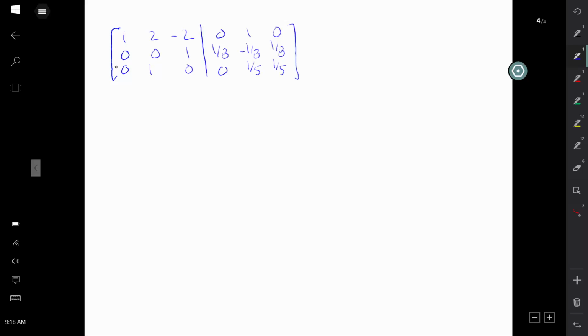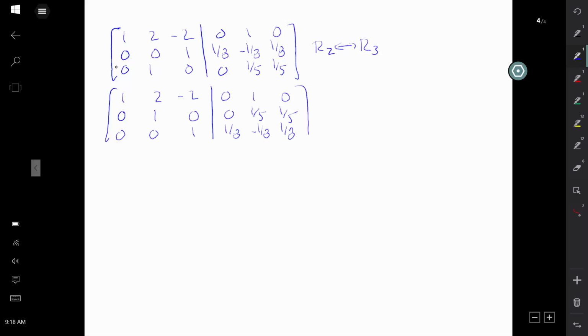Well, let's swap rows 2 and 3 just to get everything in the right spot. Okay, 1, 2, minus 2, 0, 1, 0, 0, 1 over 5, 1 over 5, 0, 0, 1, 1 over 8, minus 1 over 8, 1 over 8. All right, so we're in row echelon form now, but we don't stop here because we got to get down to reduced row echelon form. So we've got to keep going.